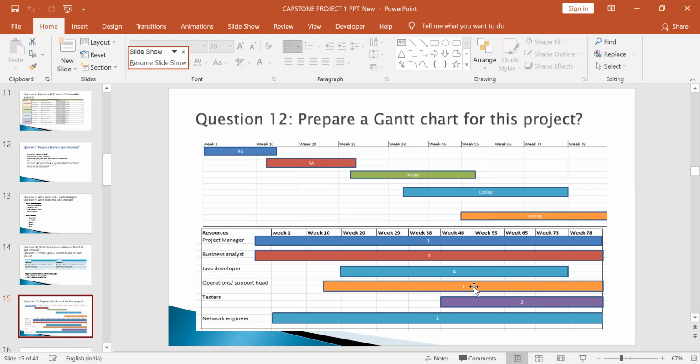Okay, the project involves one project manager, 3 business analysts, 4 Java developers, one support head, 3 testers, and one network engineer in this project. You have to check the resources also, who are involved in this project, and you have to prepare the Gantt chart for both phases and resources. You have to prepare the phases and the resources in the case study.